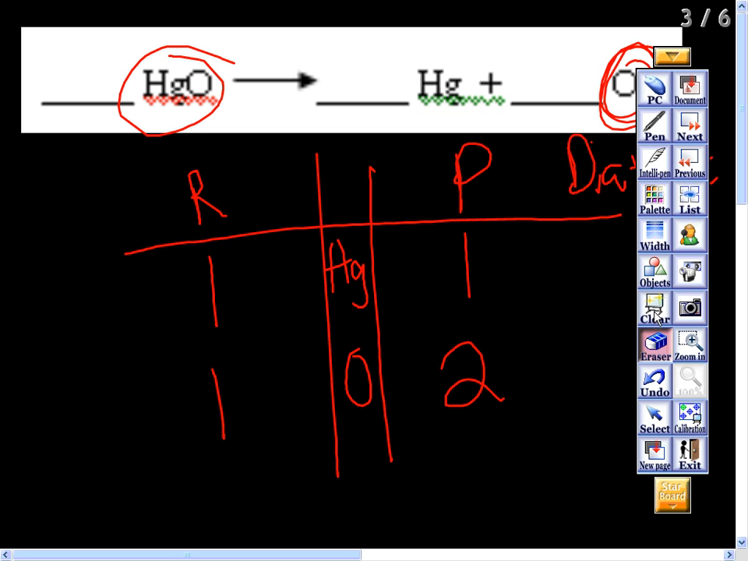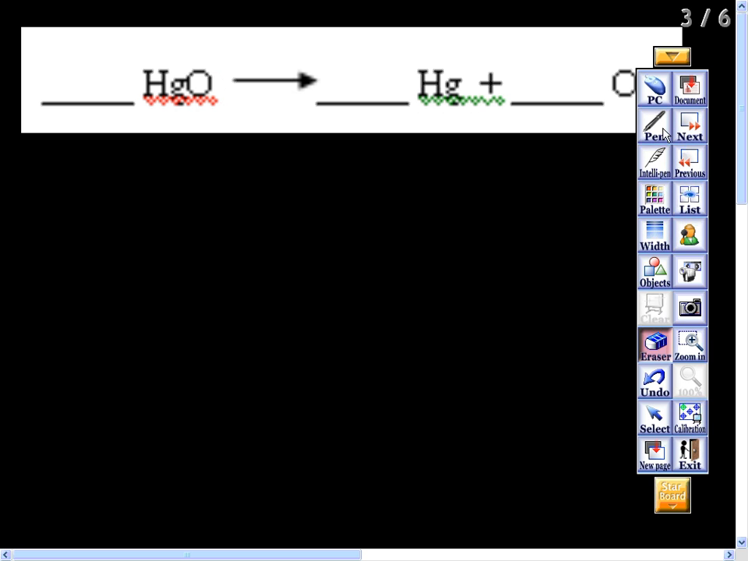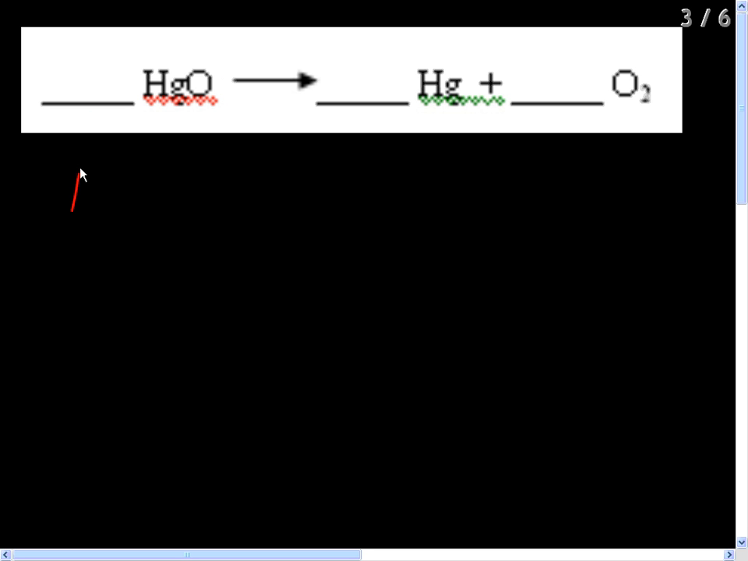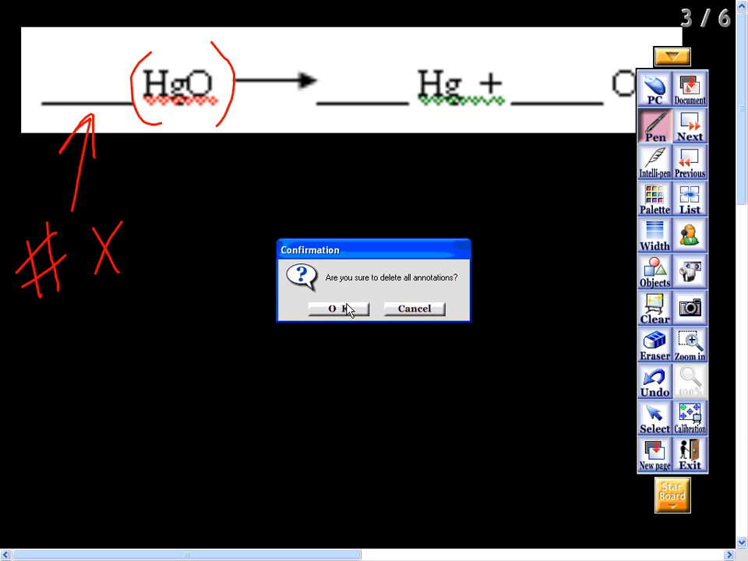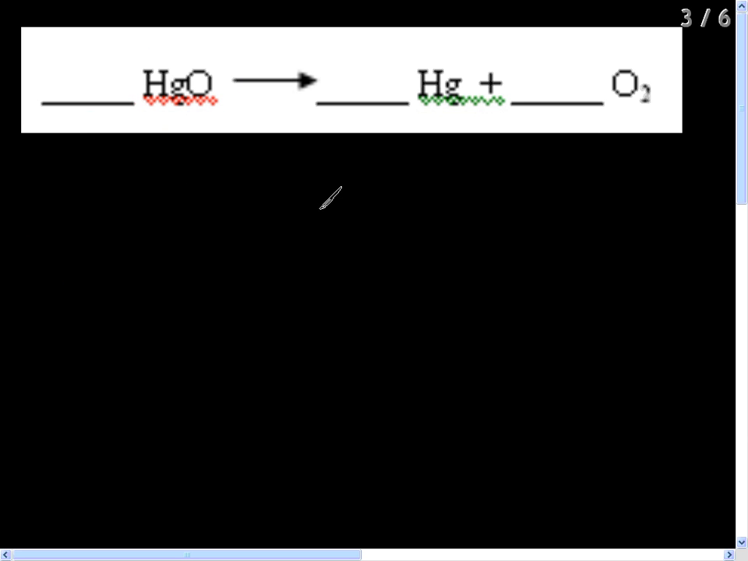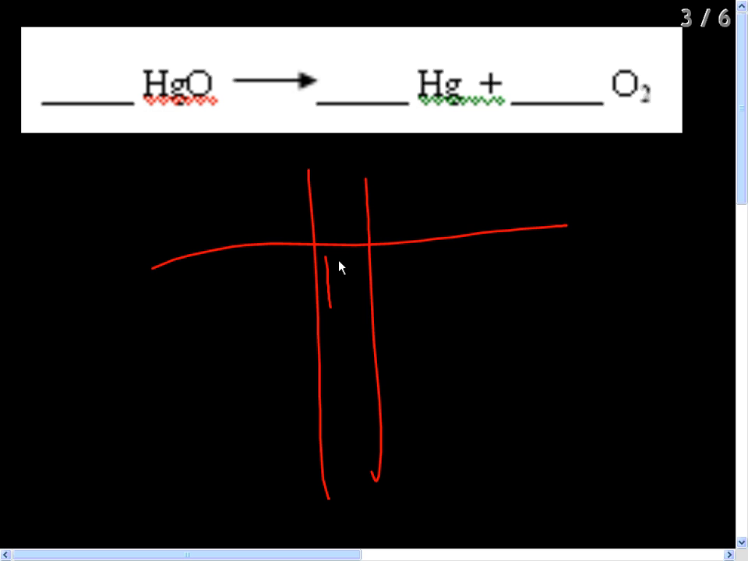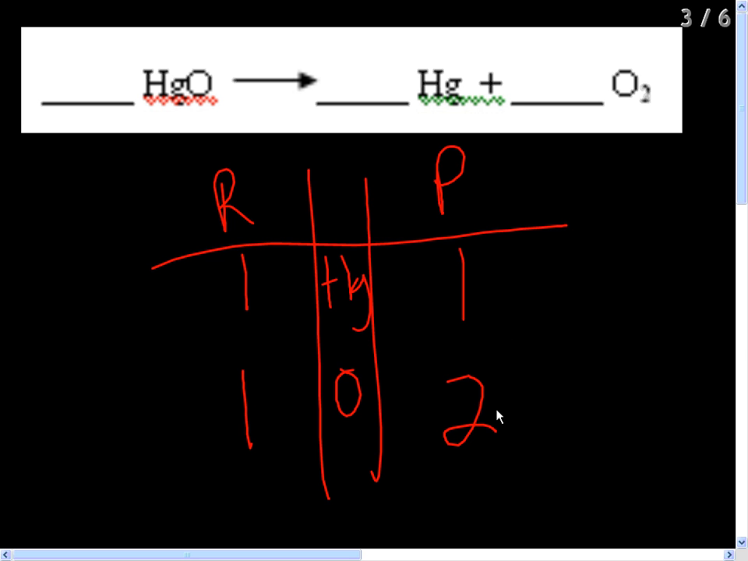So, how do we fix this problem? We use something called coefficients. We put numbers here to multiply the number of atoms in the compound. Let me do this one example so you can get an idea of what I mean. So, I have set my chart back up. I have one mercury in my reactants, and I have one mercury in my products. That's fine, that's good. Let's not mess with that. I have one oxygen in my reactants, but I have two oxygens in my products.